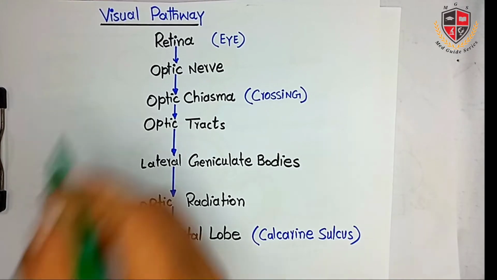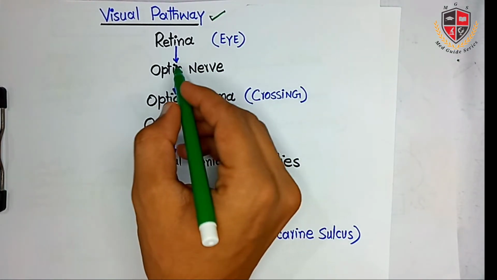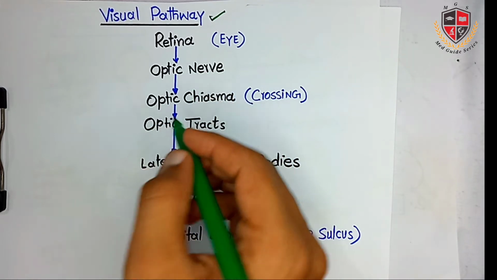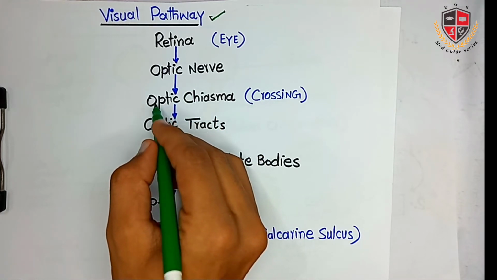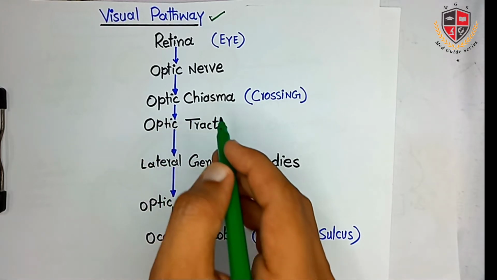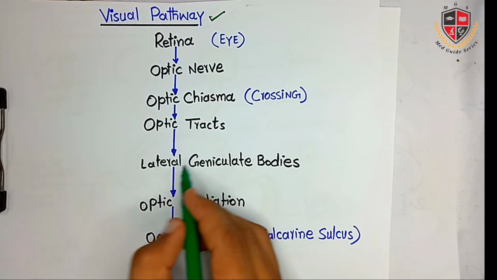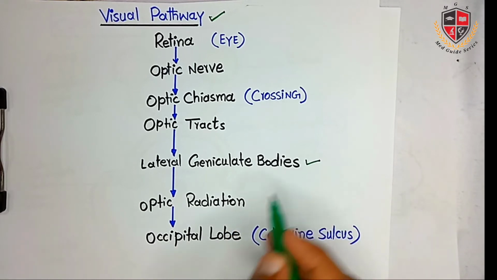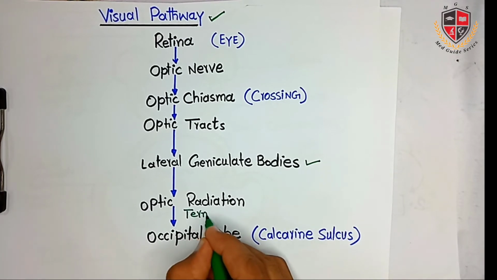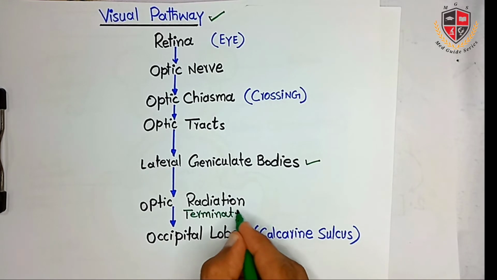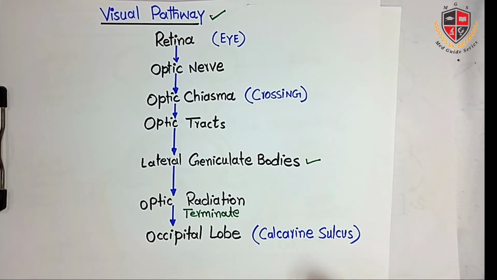Now this is the visual pathway. From the retina in the eye, the optic nerve emerge, and optic nerve of both eyes at the optic chiasma converge. Then they form optic tracts. Optic tract terminate at lateral geniculate bodies, where the optic radiation emerge and they terminate at occipital lobe at the calcarean sulcus.